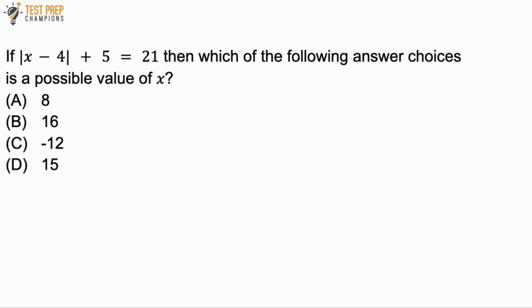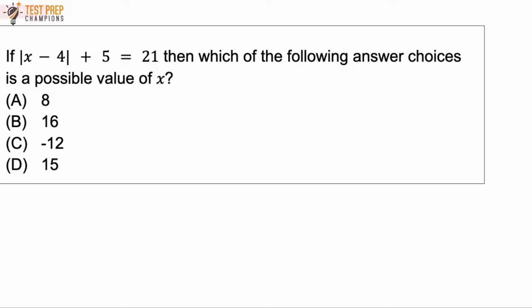Now let's get started. If the absolute value of x minus 4, plus 5, equals 21, then which of the following answer choices is a possible value of x? So now's your chance, if you'd like to pause the video, try to figure this out, and if you get stuck, don't worry about it because we're just going to go over the answer.